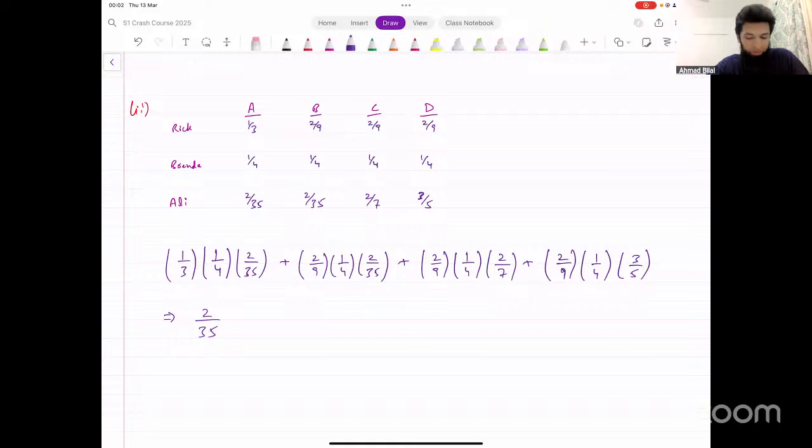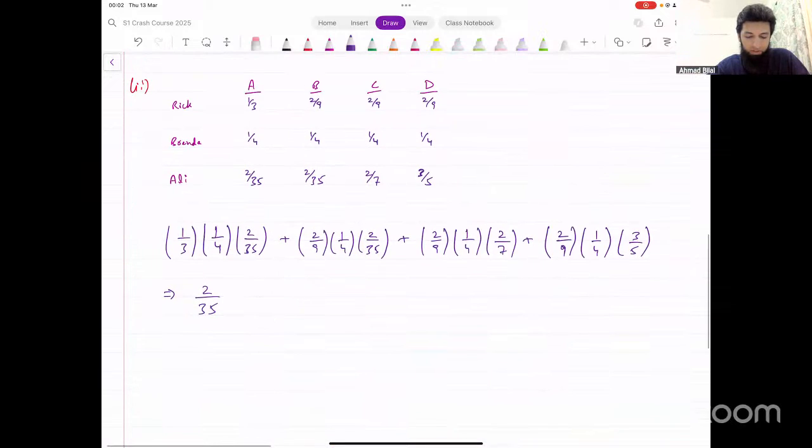Yes, Navya, sure. You can make tree diagrams for this. You can make 3 separate tree diagrams. That will work. As long as it works, that's fine.